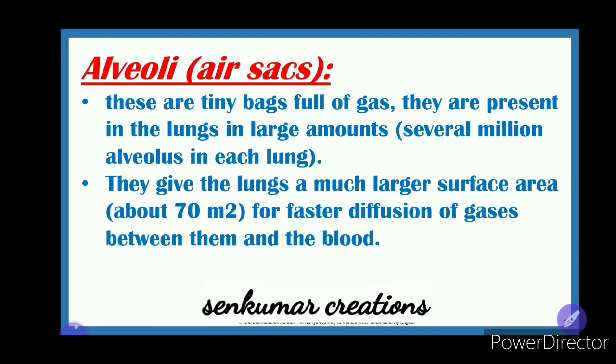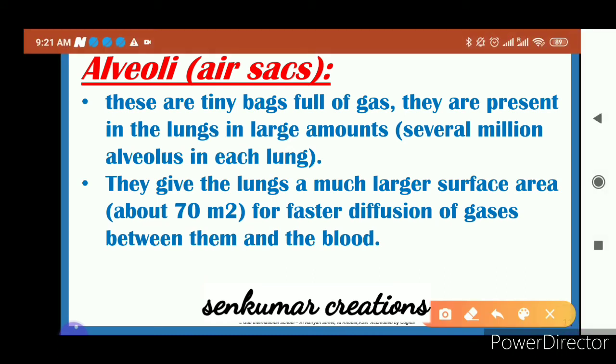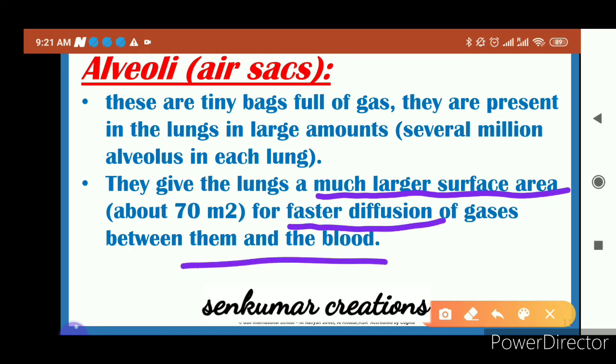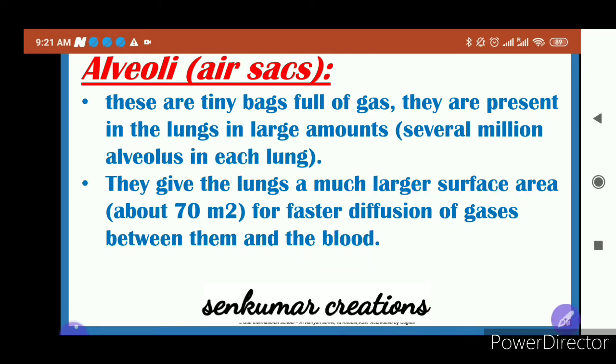Next, you can see they give the lungs a much larger surface area. So what's the main function of the alveoli? It gives a much larger surface area for the fastest diffusion of gases between them and the blood, okay? That is very important. The alveoli are very minute and present in large numbers, which gives firm diffusion. It increases the surface area for diffusion between the blood and alveolus, okay, students?